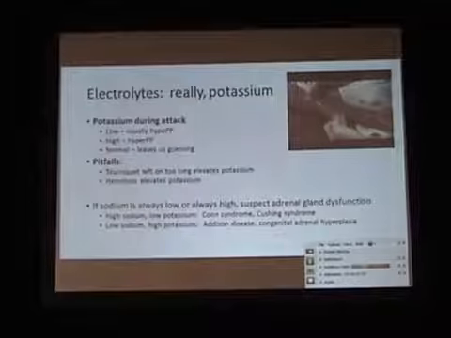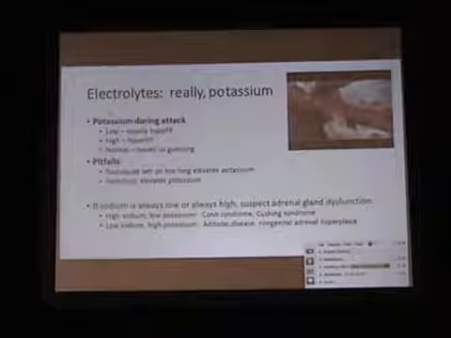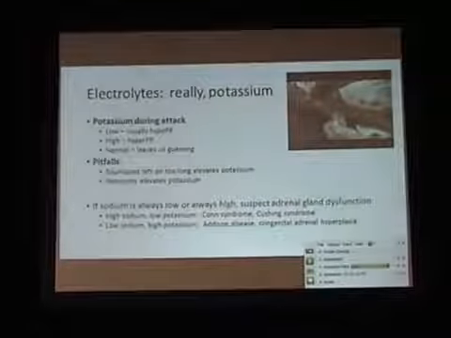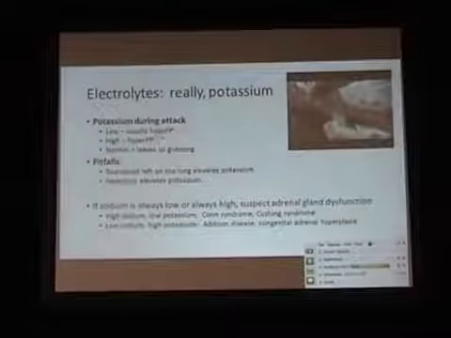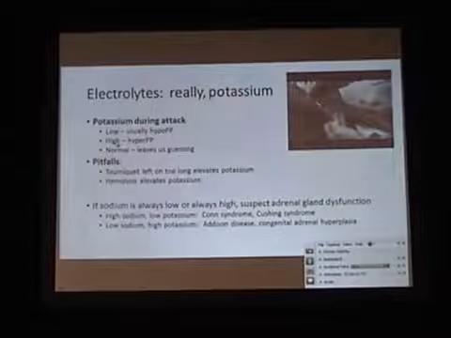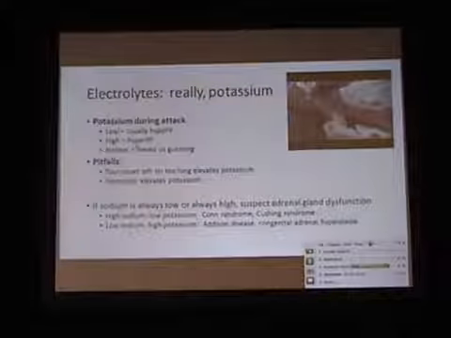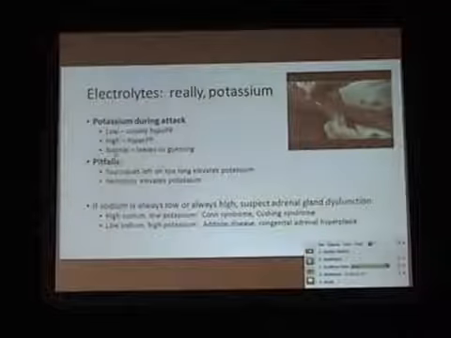Electrolytes, the most important test, I think. You measure potassium during an attack. Is it low? Usually you're dealing with hypokalemic periodic paralysis. If it's high, you're dealing with hyper-PP. If it's normal, it leaves us guessing. And many times we're left guessing, right?